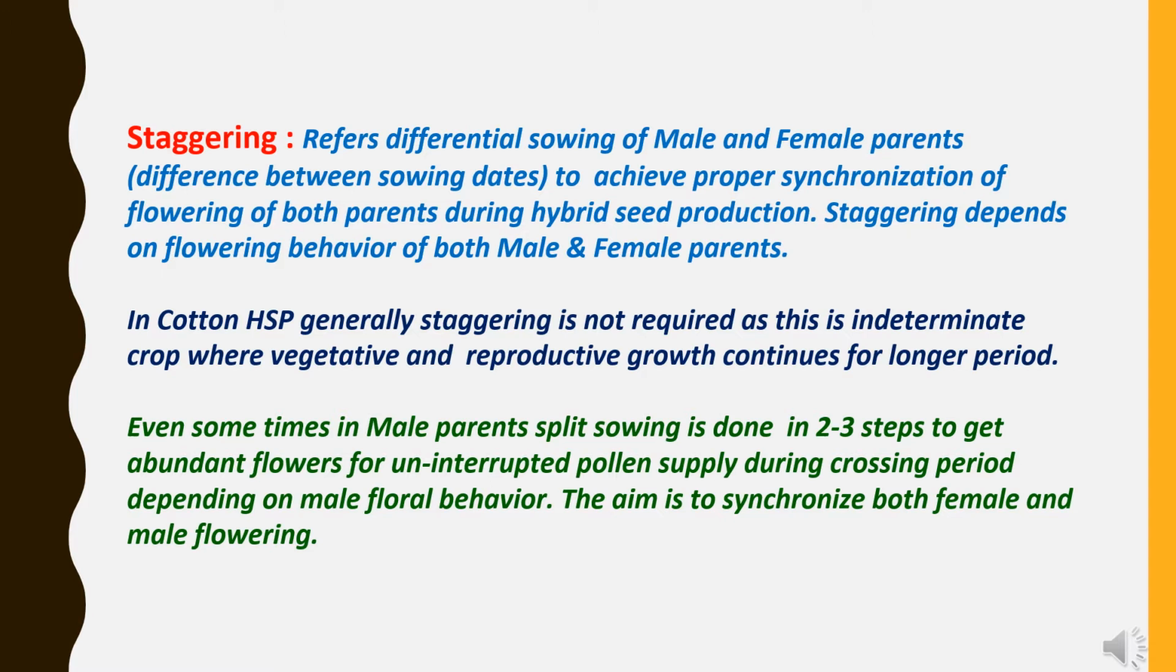In cotton hybrid seed production, generally staggering is not required, as cotton is an indeterminate crop where vegetative and reproductive growth continue for longer periods simultaneously. Even sometimes in the male parent, a split sowing is done in 2 to 3 steps to get abundant flowering for uninterrupted pollen supply during the crossing period, depending on male floral behavior. The aim is to synchronize both female and male flowering.